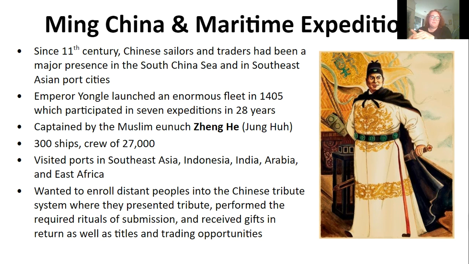Since the 11th century, Chinese sailors and traders had been a major presence in South China, and especially in the Southeast Asian port cities. Under Emperor Yongle, they would launch an enormous fleet in 1405, which participated in 7 expeditions in 28 years. One of the captains of these ships would be somebody we have talked about before, the Muslim eunuch Zheng He. He would captain one of the 300 ships and oversee a crew of 27,000. They would visit ports all along Southeast Asia, India, Indonesia, Arabia, and East Africa.